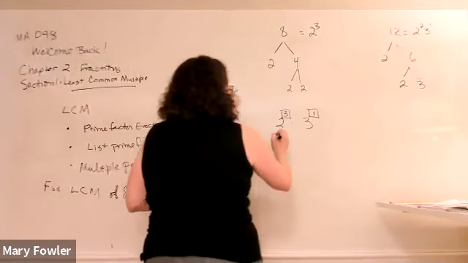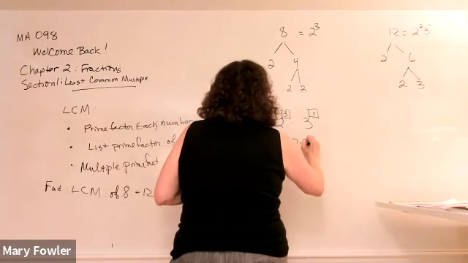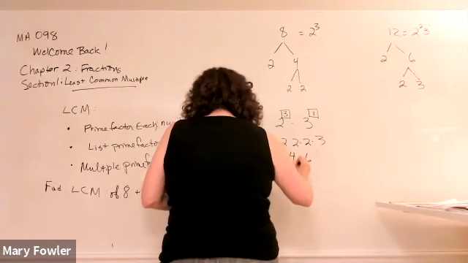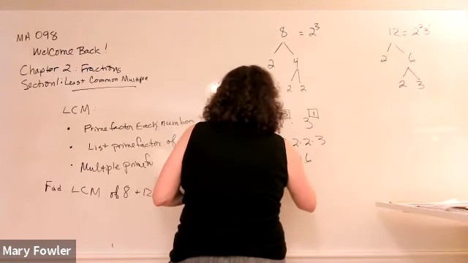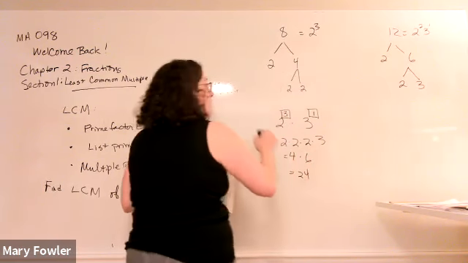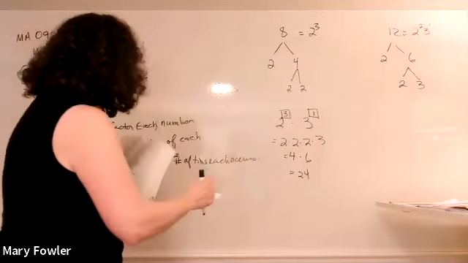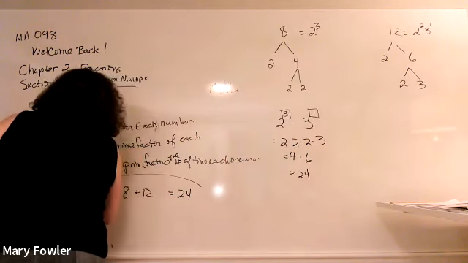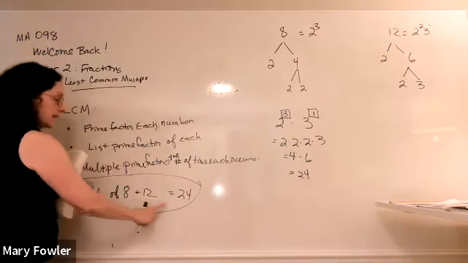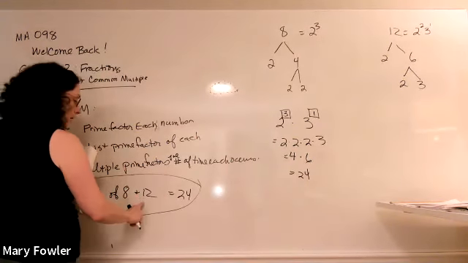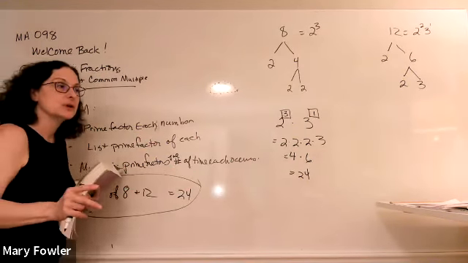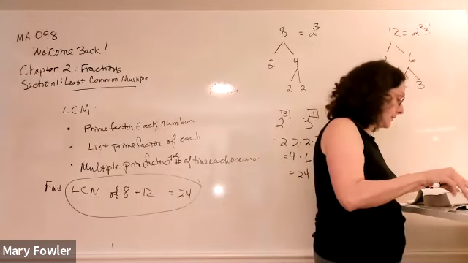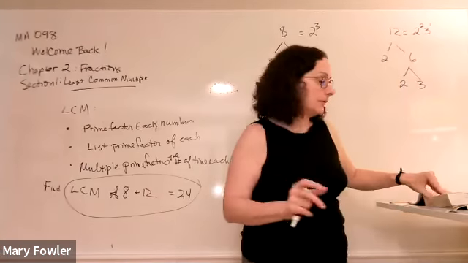Let's multiply it out and see what we get. 2 times 2 times 2 times 3. That's 4 times 6, or 24. So 24 is the least common multiple of 8 and 12. Notice that 8 goes into 24 3 times, 12 goes into 24 2 times. So 24 is a multiple of both of them.